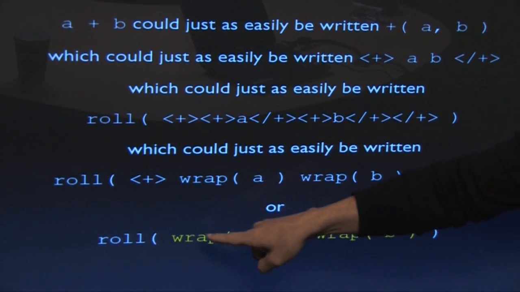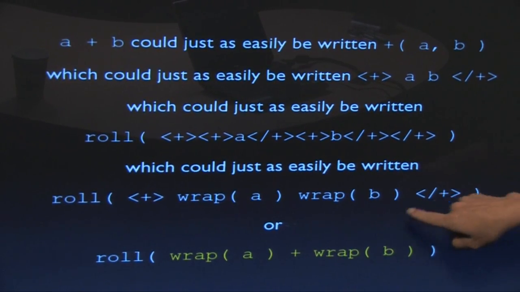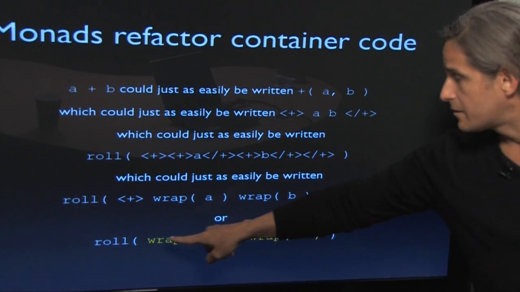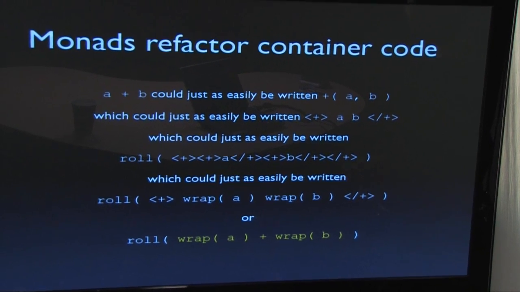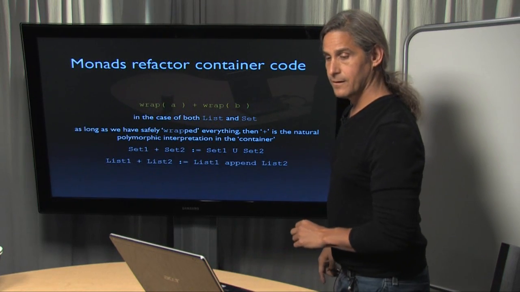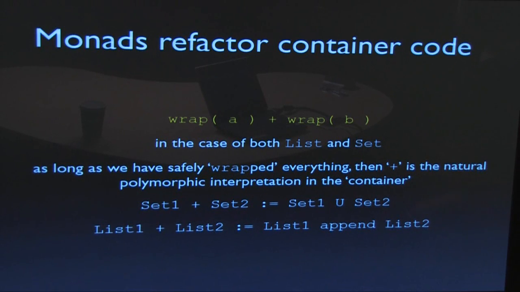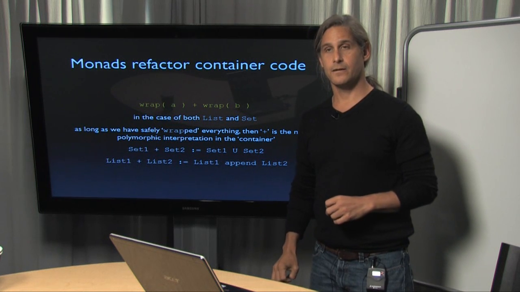There's our plus. Okay? Because that plus turns into that plus. So let's just look at this little expression in the yellow. In the case of both the data structures list and set, what we're really seeing is that as long as we've safely wrapped A inside a list or a set, then the plus is just the natural notion of plus inside that container.